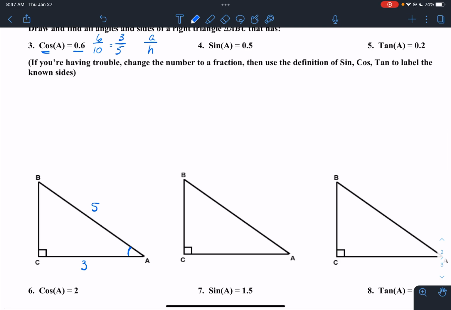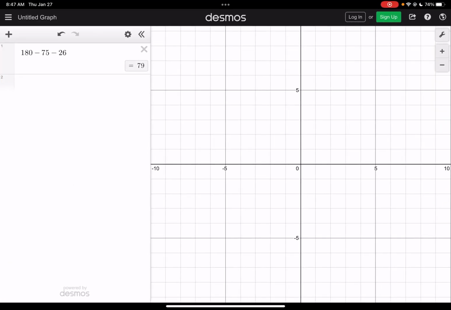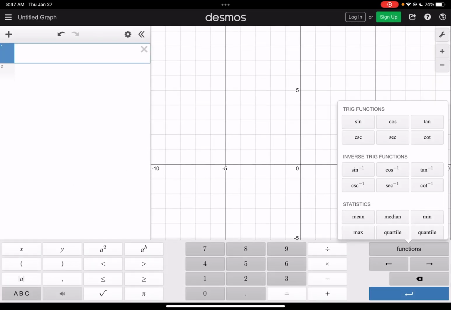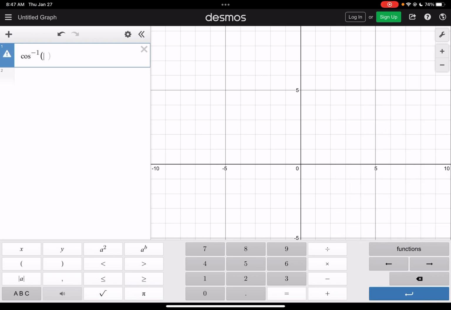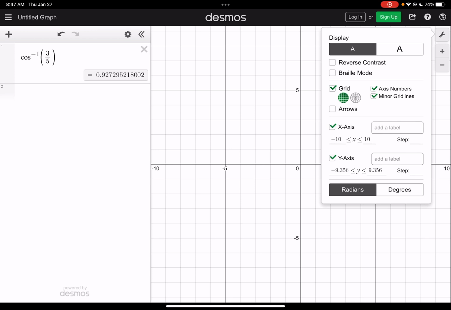Again, from there, I could then find the other side. I could use the Pythagorean theorem to figure out what the other side is, and I can also find the other angles. Whenever I'm finding an angle, I do second sine or inverse, second sine, cosine, or tangent. So I could do second cosine. So when I go over here, there's my second cosine right there. And then I go 3/5, and I'm in radians right now. So if I click over here and go to degrees, there we go, that's better.